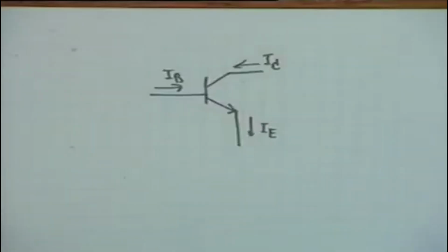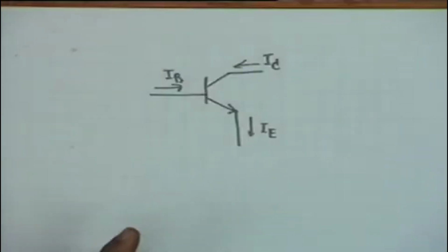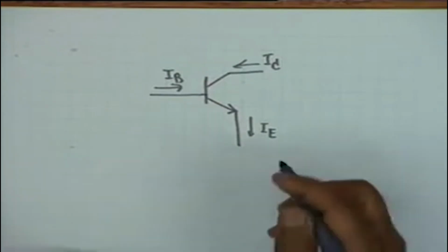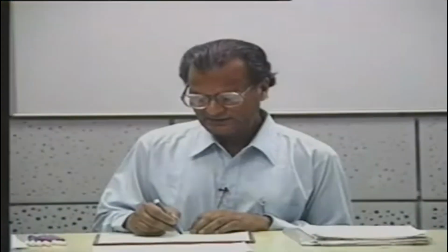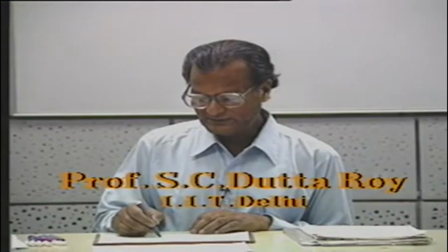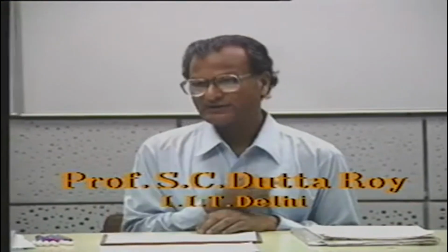These are the actual directions of currents: the base, collector and the emitter. The base emitter junction is forward biased and the collector base junction is reverse biased. And therefore, one of the basic relations is that the emitter current is the sum of the collector current and the base current.